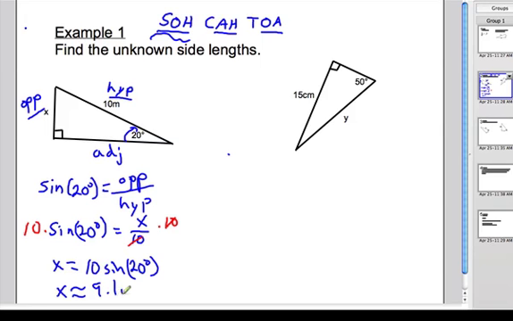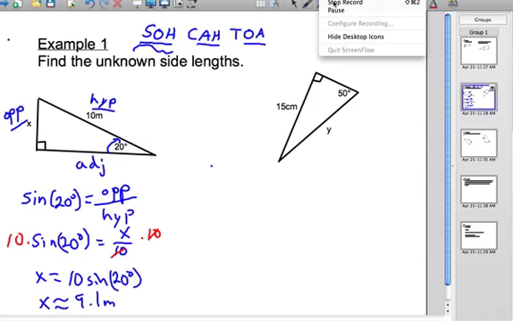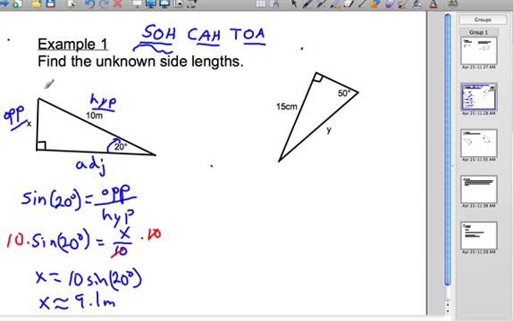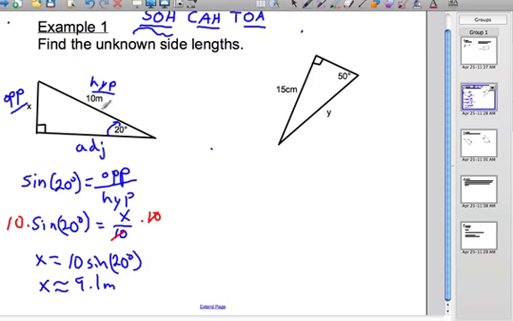About 9.1 meters. Let's check for reasonableness. The hypotenuse is 10, and x is 9.1. That does not seem reasonable, because this is a 20-degree angle, so this side should be a lot smaller than 10 meters. It looks a lot smaller than 10 meters. So I think I made a mistake, and I'm going to show you this because this is a mistake a lot of you are probably going to make.